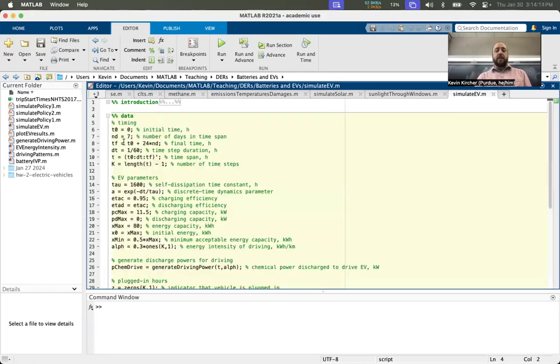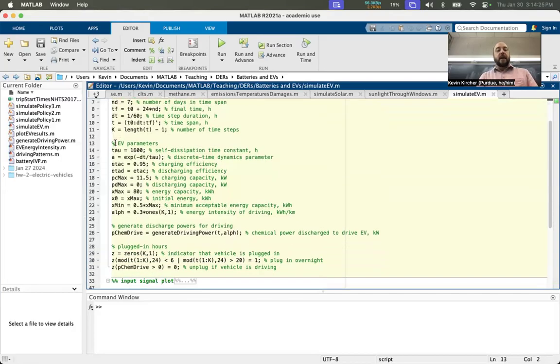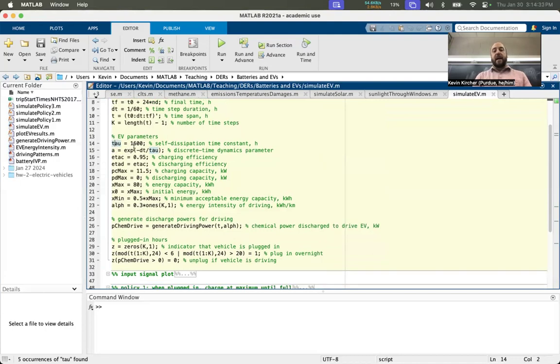So the first chunk here basically just specifies the input data. So this is the timing. We started at time 0, and D is the number of days, and then this defines the simulation time span. Here we have the parameters for the electric vehicle. So these are the 6 things that show up in the EV model. So we have the self-dissipation time constant, and then from that and the time step, we get the parameter A that shows up in the discrete time dynamics equation.